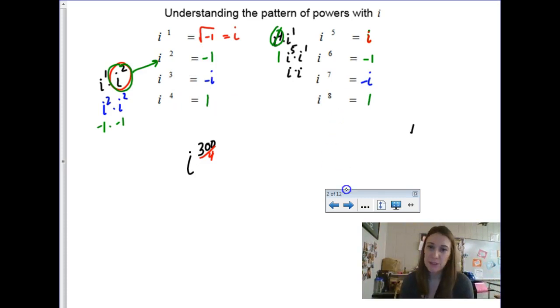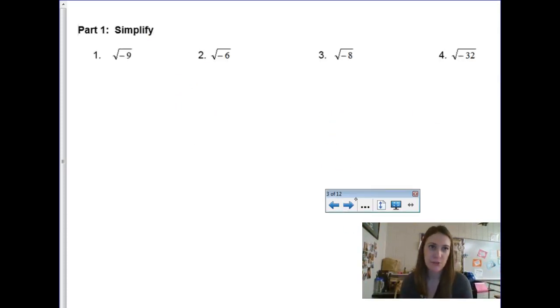All right, so that was just a little prelude to pre-calc. I know a lot of our Algebra 2 students are going on to pre-calc, so look forward to that. You will learn all about it in pre-calc. Let's talk about simplifying radicals.